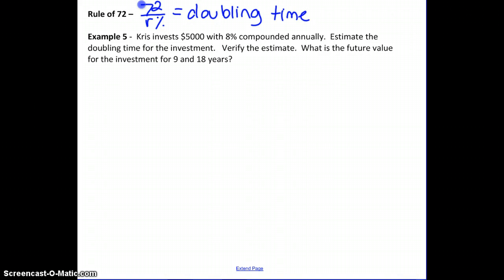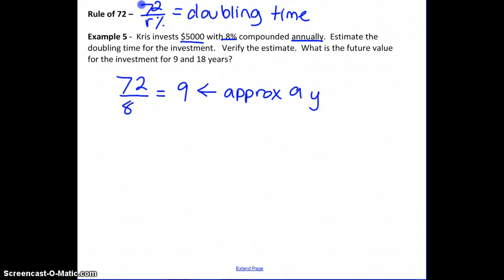So for example, Chris invests $5,000 at 8% compounded annually. Another thing to note is that the rule of 72 works best compounded annually. Okay. So we're going to estimate the doubling time and verify the estimate. So as an estimate, we could go 72 divided by 8, because that's your percentage, which is 9. So what this means is in approximately 9 years, it will double. Okay, but then we're going to verify this for 9 years and for 18 years.